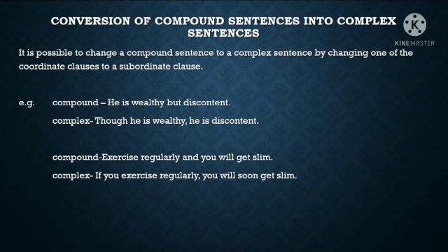See the next example. Exercise regularly and you will get slim. Exercise regularly is a main clause. You will get slim is a main clause. These two main clauses are joined with a coordinating conjunction and you have to change it into a complex sentence. So what should you do first? Remove the coordinating conjunction and. After removing, you have two main clauses. Change one of the main clauses into a subordinate clause.